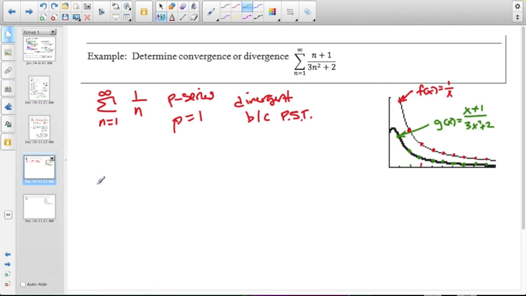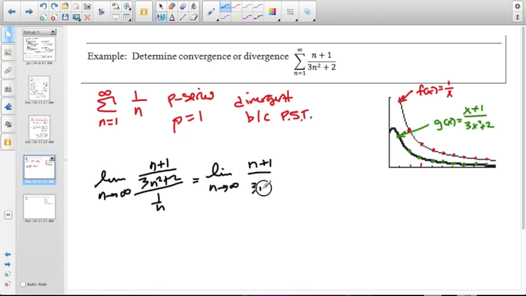And so we're going to go ahead then and set up the limit as n goes to infinity of the ratio of g of x over f of x. So we're going to look at n plus 1 over 3n squared plus 2 over 1 over n. And so we're going to just go ahead and algebraically rearrange this. So we're looking at n plus 1 over 3n squared plus 2 times n over 1. And as we rewrite that, we have n squared plus n over 3n squared plus 2.